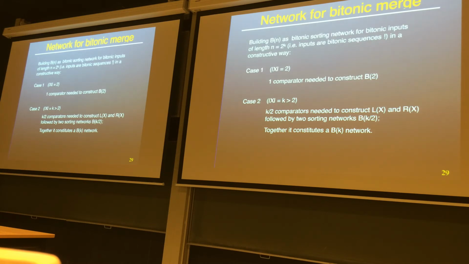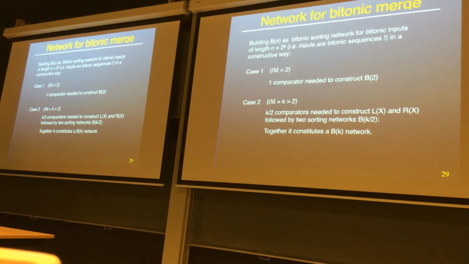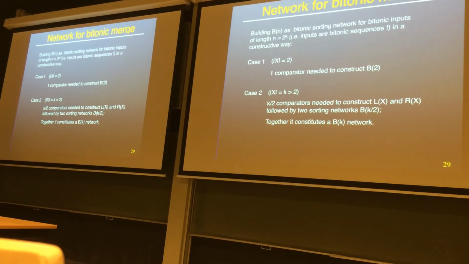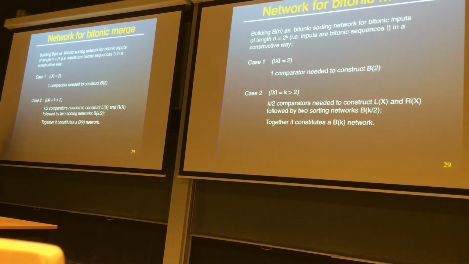You have the minimum of the first elements of the two halves, then the maximum, then the minimum of the second element of the two halves, etc. So what you need is k divided by 2 comparators. And you feed them by 2 sorting networks, Bk divided by 2. Why? Well, you have to apply that in a recursive way, like we saw in the algorithm. And together, that constitutes a big Bk network, because you can trust the outputs.